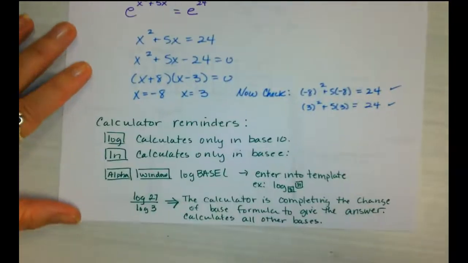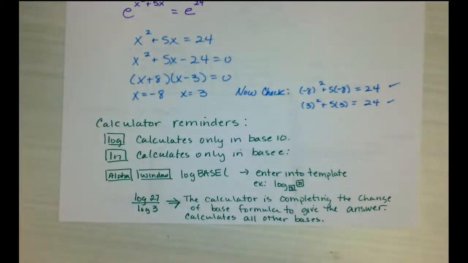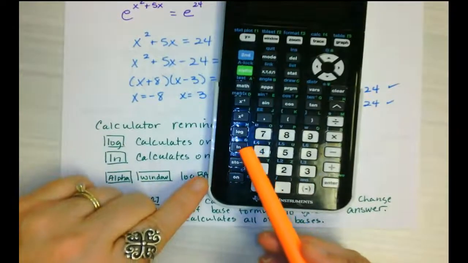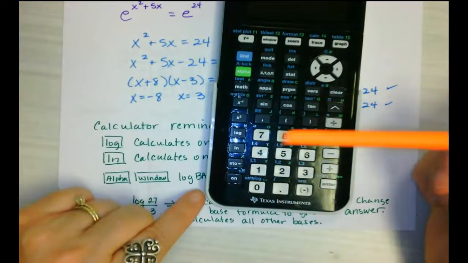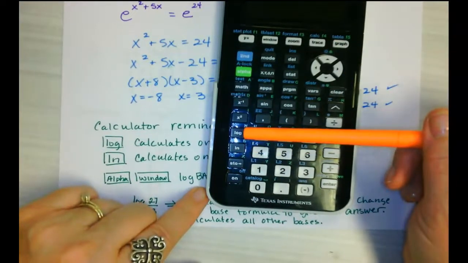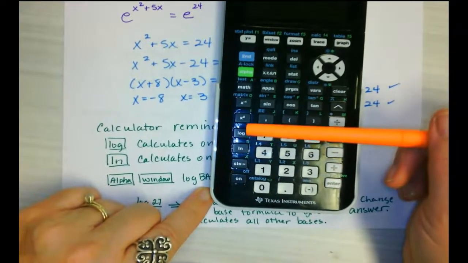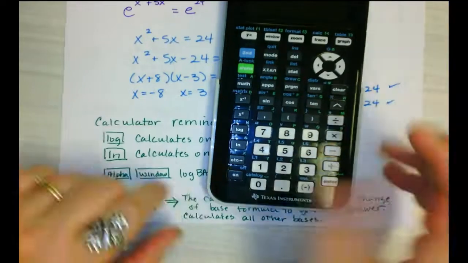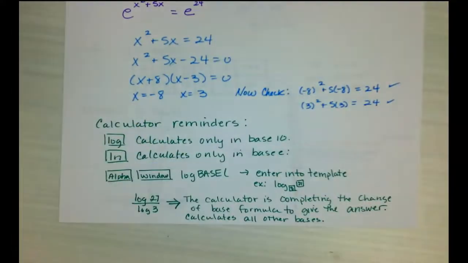So remember, if you're using a calculator, the log button and ln are on there. Those two buttons specifically use only those bases, and you find those on your calculator right here and right here. If you want the exponents that go along with log, which is base 10, you do second and log, and it's right above there. And on ln, if you want e to the x, you do second ln, and that gives you your e to the x on the calculator.